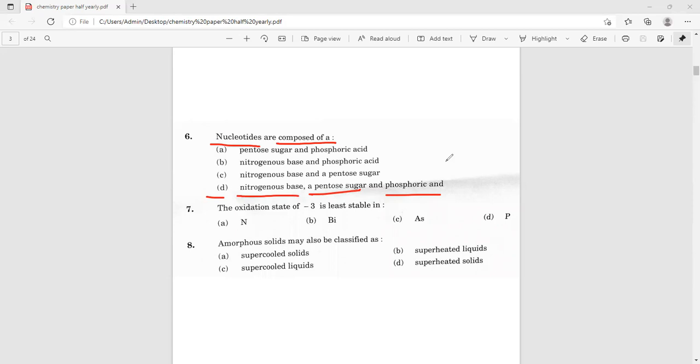All are there. Clear? So the answer of 6 is B, the right answer.